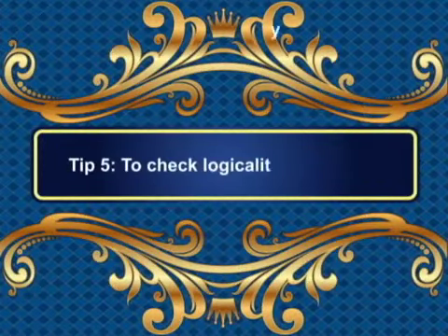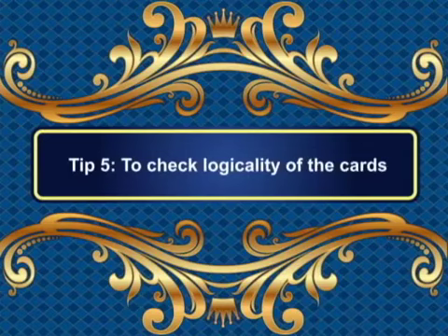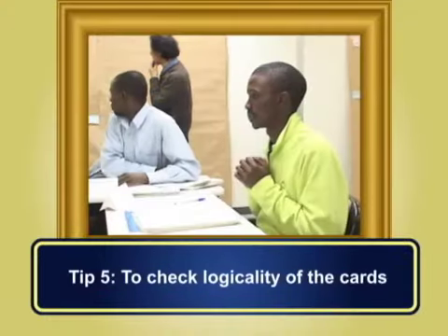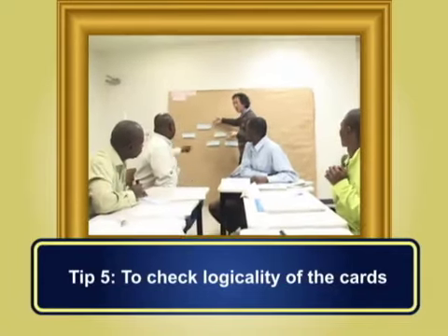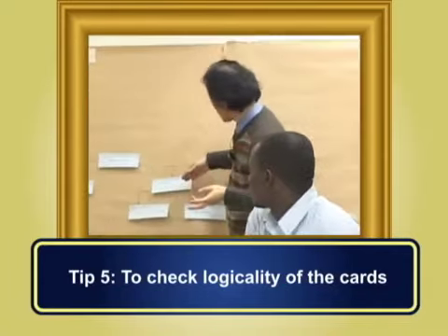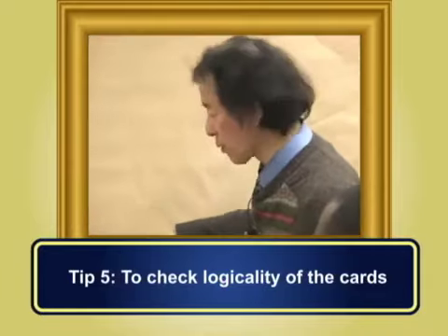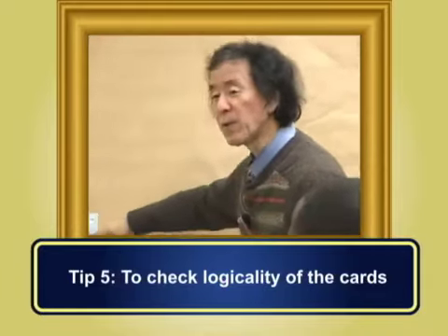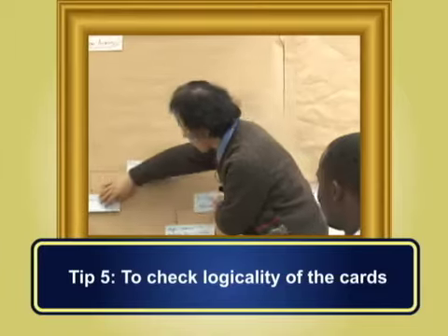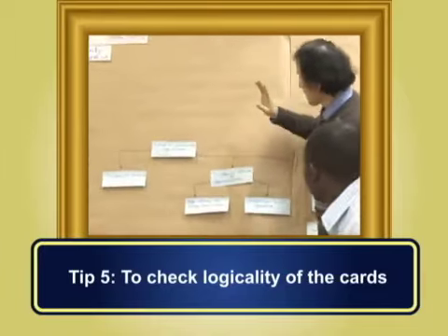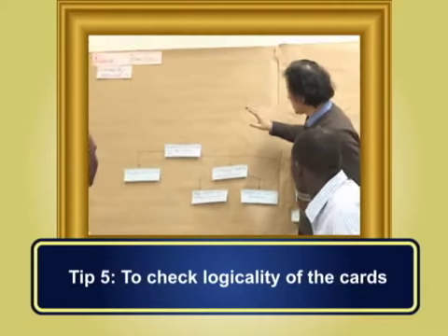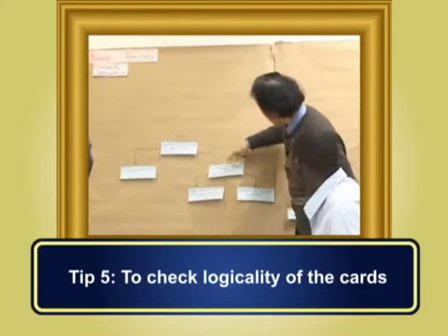Tip 5. To check logicality of the cards. Particularly in problems analysis and objectives analysis, please ascertain that the cards do not have any inconsistencies. If there are significant logical inconsistencies among the cards, please give advice to the participants to mend it.